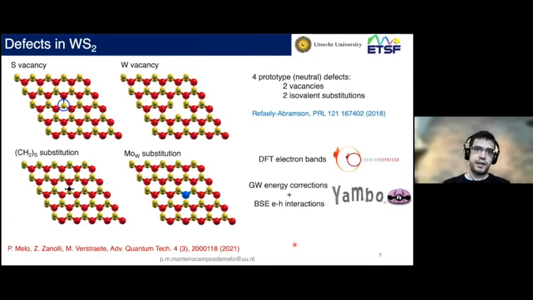And while it's somewhat impossible to run through all the possible defects that you can have, we had to set up and choose a couple of them. In this case, we went with 4 defects that we considered to be the prototypical ones. So you would have 2 vacancies in WS2, one sulfur vacancy and one tungsten vacancy, a molybdenum-tungsten substitution that is found in nature but you can also create in the lab, and a CH2S substitution, so a methyl group replacing a sulfur ion, that is possible to engineer with plasma treatment.